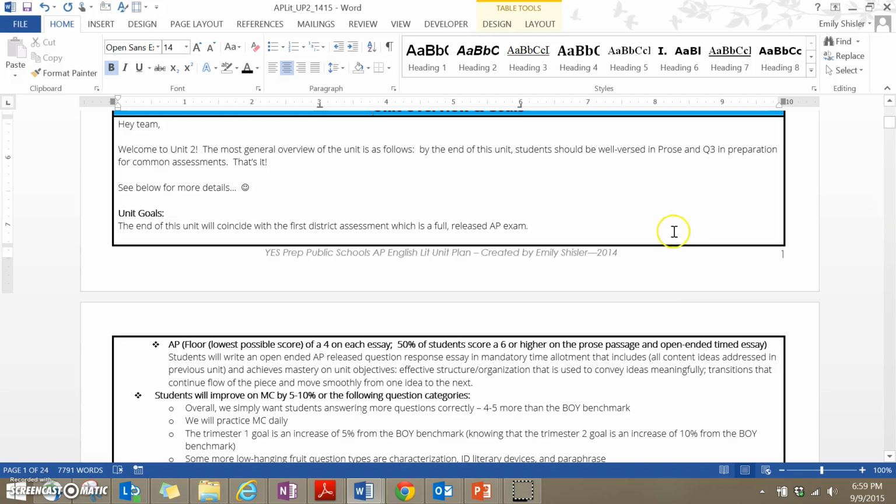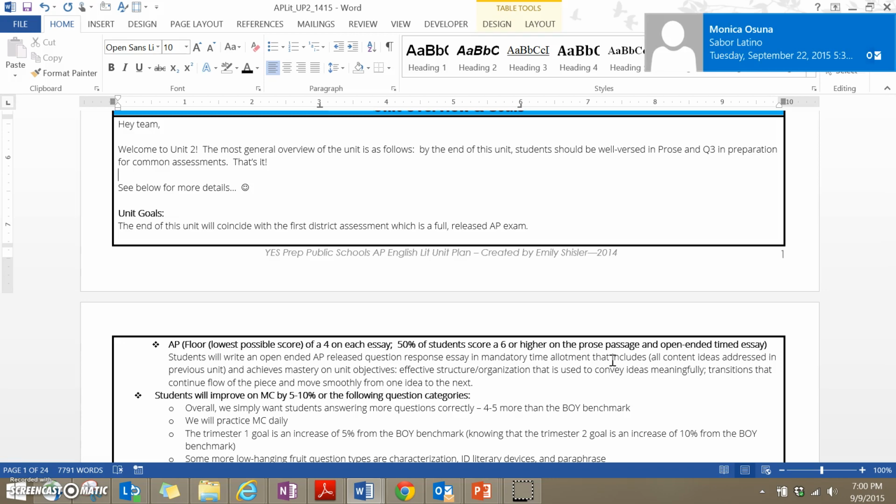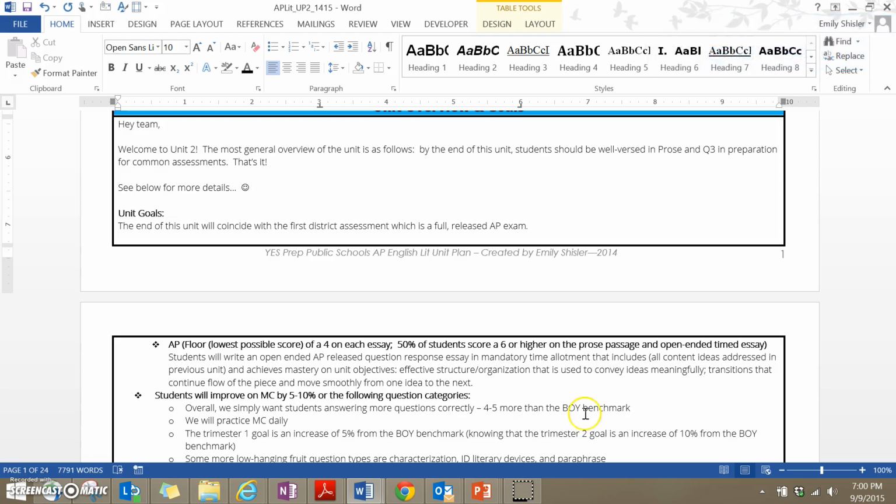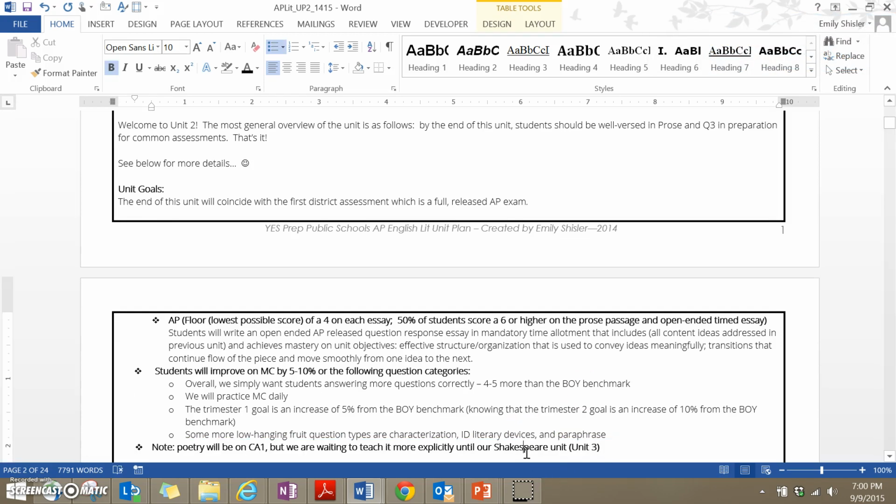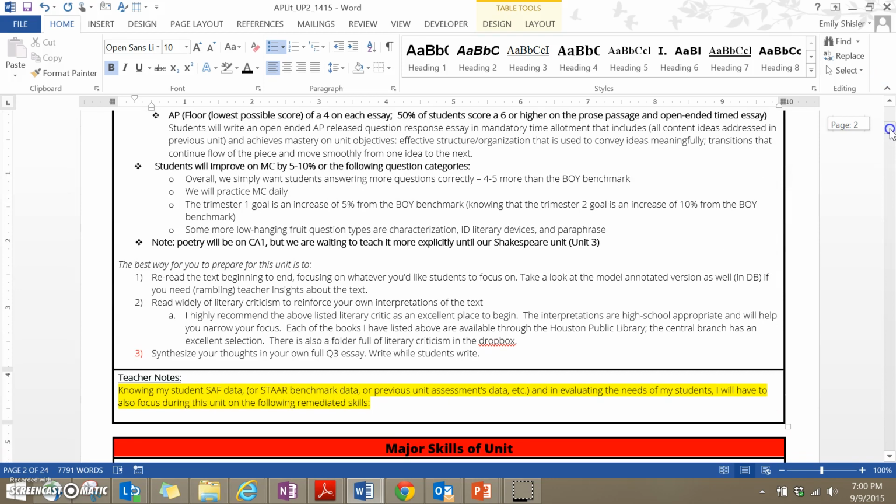What is important in this unit is really cementing students' knowledge in prose analysis and the Q3 or open-ended essay. Prose should have been firmly established in Unit 1, and this unit also folds in the Q3. Of course, there's still a focus on multiple choice, but it's really writing heavy. The common assessment will ask students to do all 3 of the essays, but we're not going to explicitly study poetry until we get to Macbeth, and that's okay. You can do a little bit of review and practice with it during this unit, but the focus should be on prose and then especially on Q3.